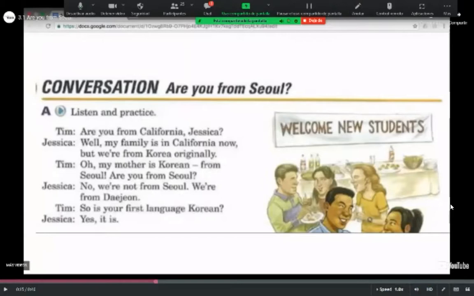Do you understand that context? Jessica's family in this moment, they are in California. They are located in California, but originally they come from Korea. Do you understand?